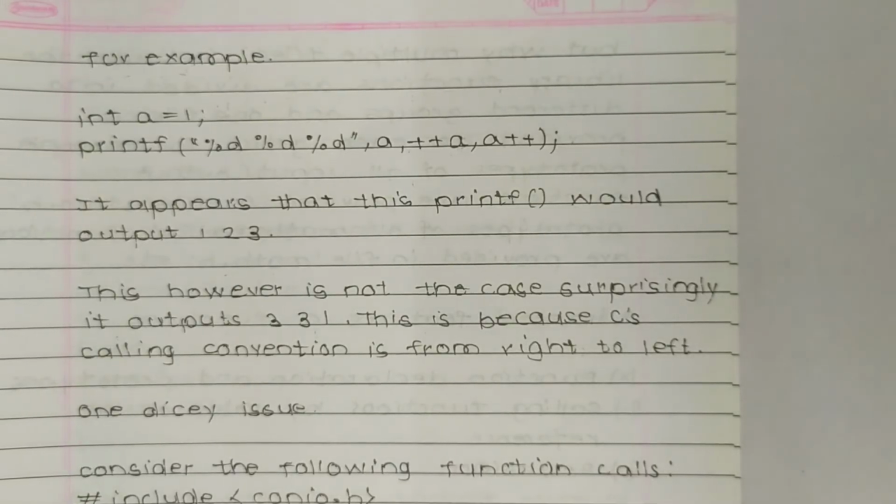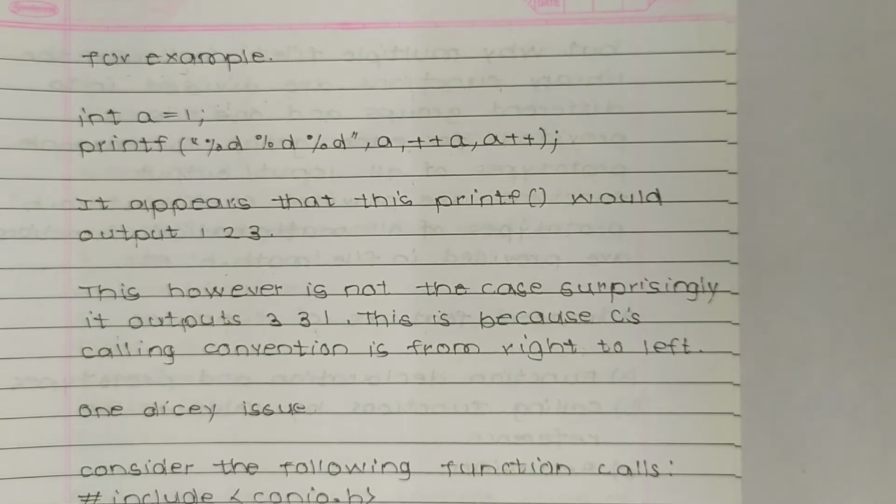For example, int a = 1; printf("%d %d %d", a, ++a, ++a); It appears that this printf would output 1 2 3. This, however, is not the case. Surprisingly, it outputs 3 3 1. This is because C's calling convention is from right to left.